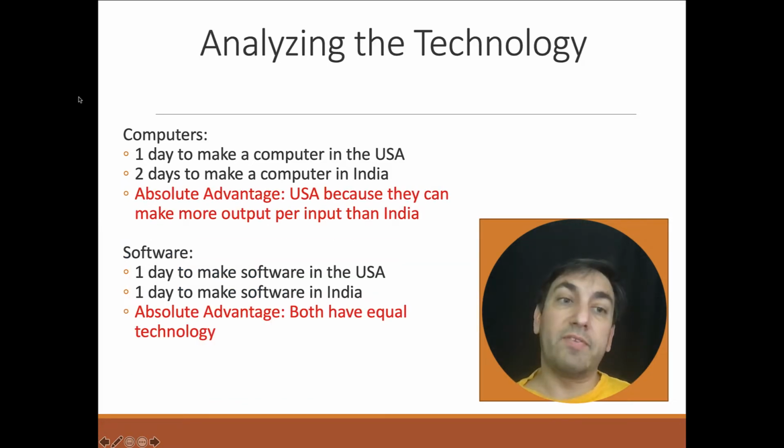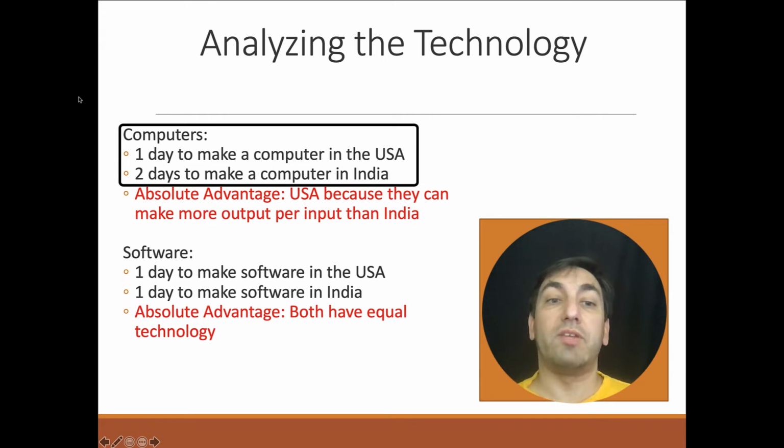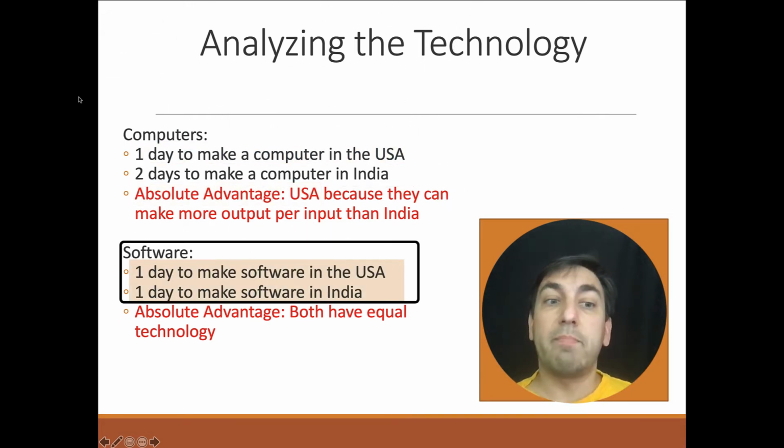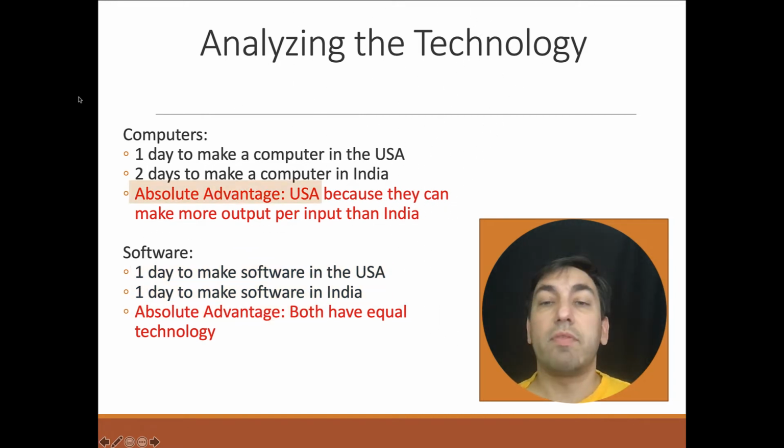So we're going to analyze the technology, and we're going to talk about absolute advantage. Absolute advantage is Adam Smith's philosophy, so who has the better technology? What we're going to look at here is it takes 1 day to make a computer in the United States, and it takes 2 days to make a computer in India. So who has the better technology? Well, United States. They can make it faster. Then we look at software. Who has the better technology? Who can convert inputs to outputs better? They're equal, so they're the same. So the United States has absolute advantage in computers. They both have absolute advantage in software.